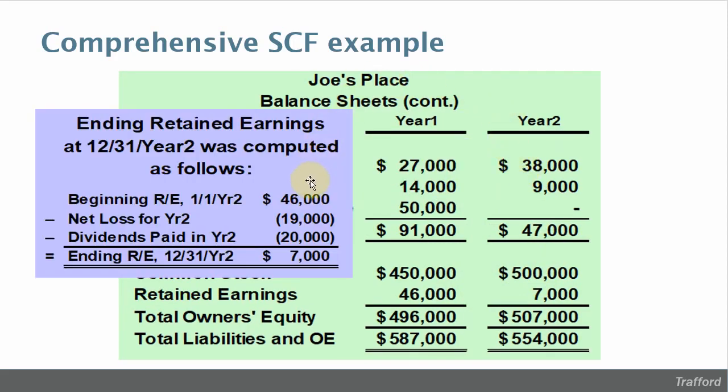And I'm not showing you the entire statement of shareholders' equity, but here is basically a little mini statement of retained earnings so that we have that information as well. Beginning of the year retained earnings was $46,000. You'd subtract that net loss from the income statement we looked at, and here we have some information about dividends that were declared and paid in year 2. That was $20,000, and that's what got us to the ending balance in retained earnings of $7,000.